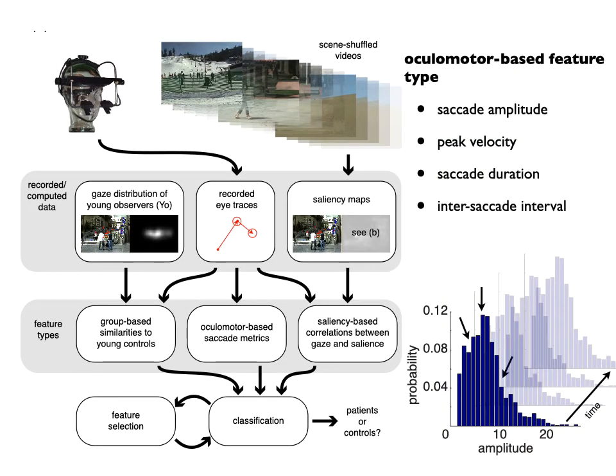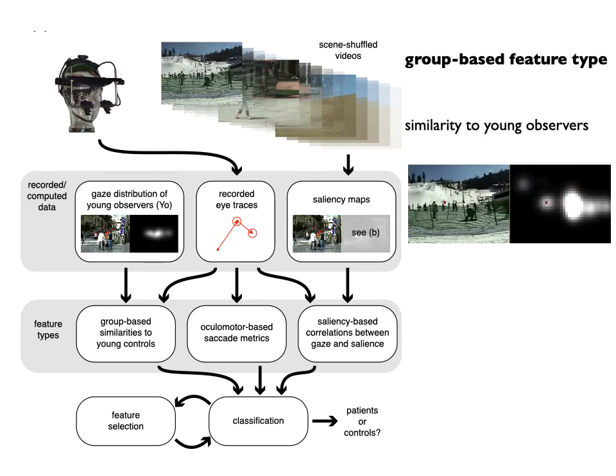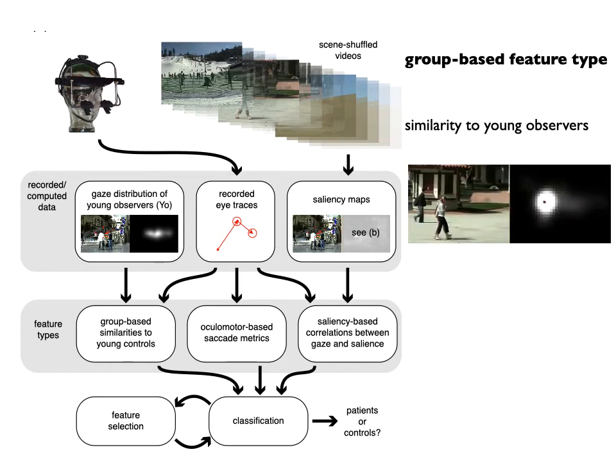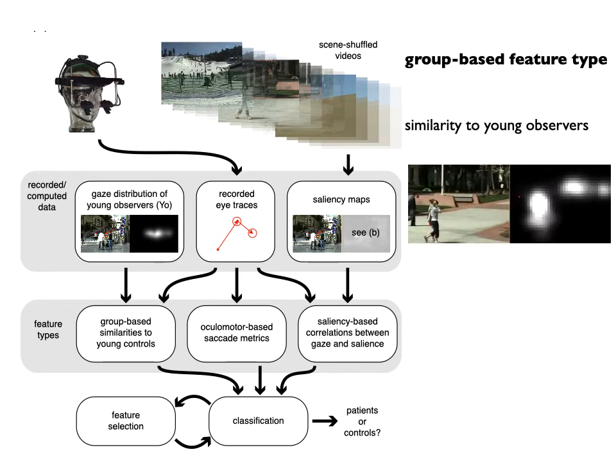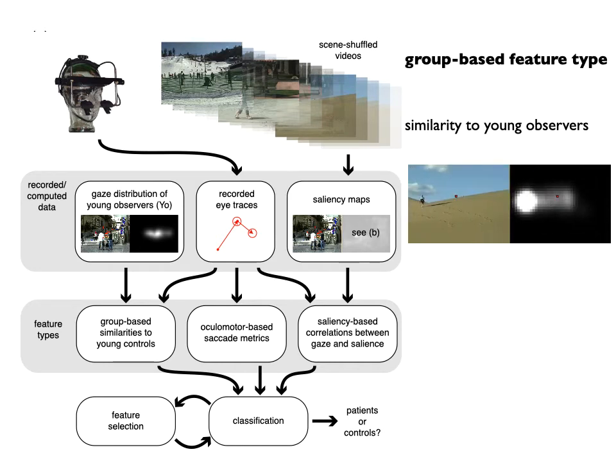We are then going to look at a second set of features in addition to this, which are simple oculomotor features. So just looking at histograms of saccade amplitude, how big of eye movements this person typically makes, how fast the eye is moving, how long the saccades last, what is the intersaccadic interval, so how long their fixations are lasting. And finally, we are going to look at a third type of features, which is comparison with a group of young adult control observers.